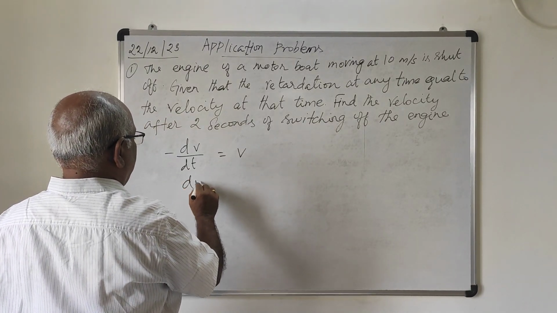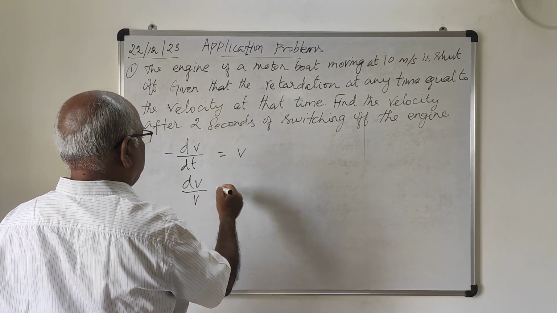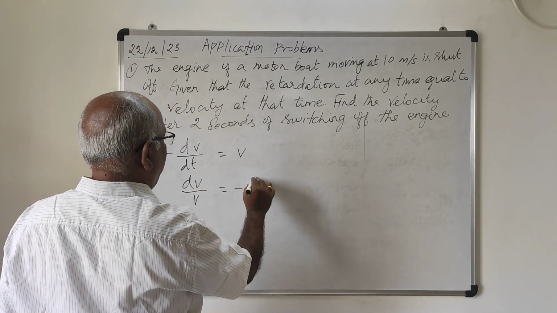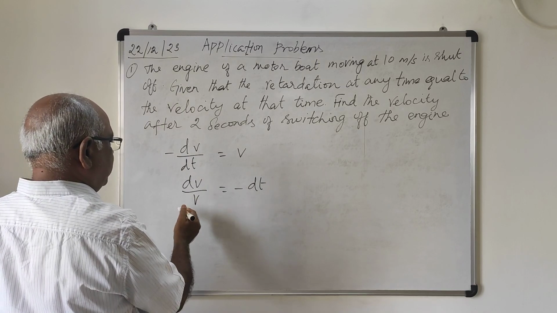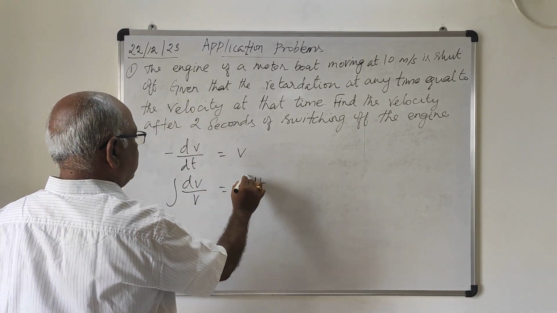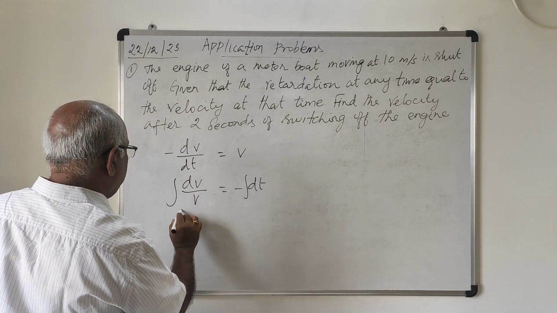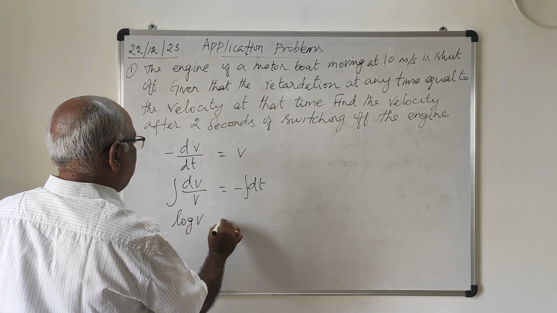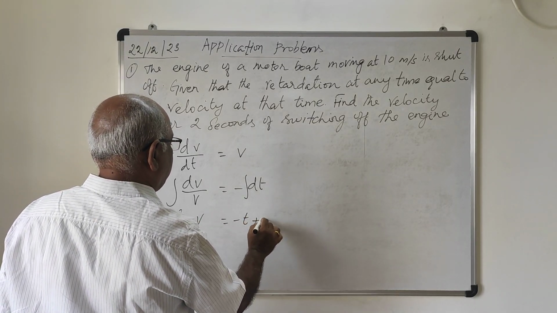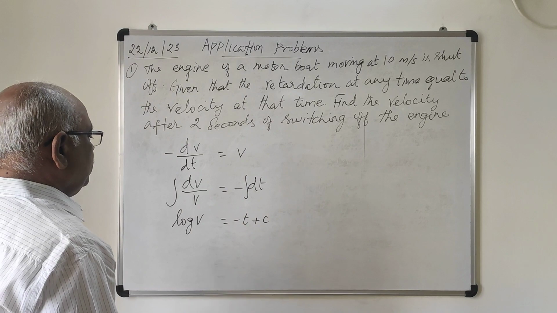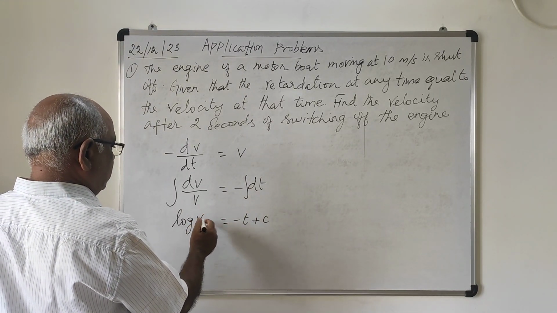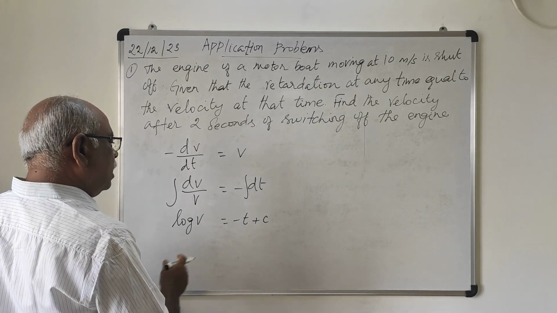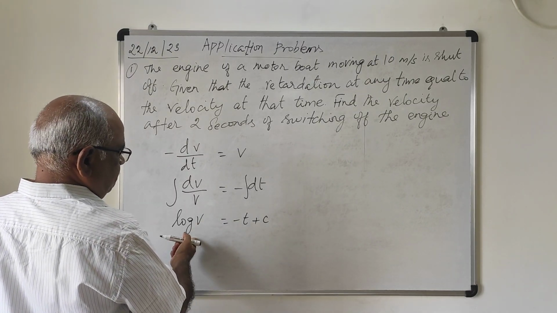From this, on separating variables, dv by v equals minus dt. Now integrating both sides, we get log v equals minus t plus the integrating constant c. Now, raising the power of exponentiation, we get the exponential form.